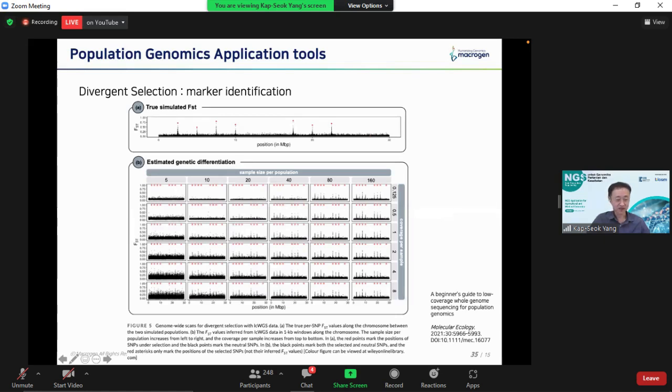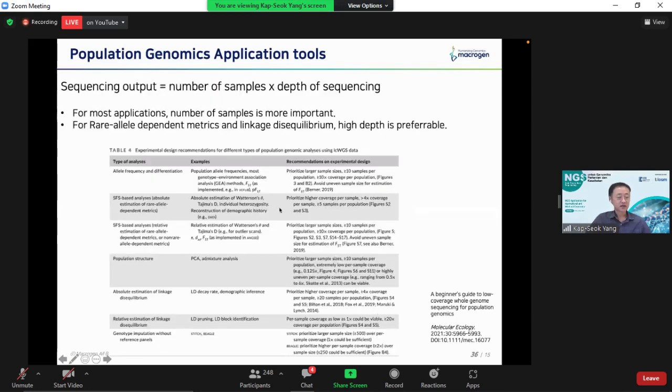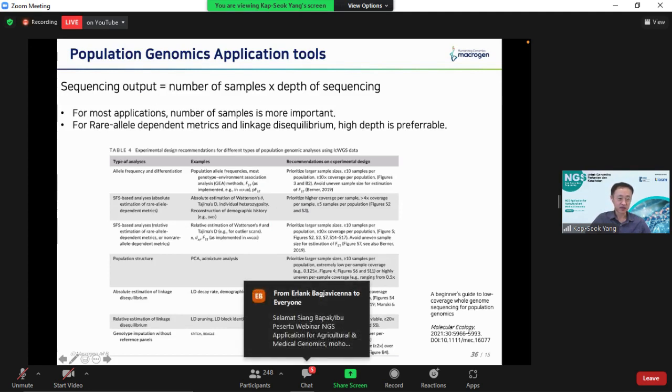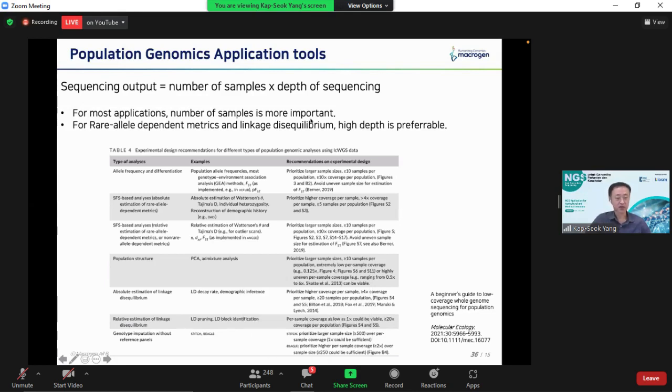So with the higher depths, it improves, but not much. Basically, if you think about it, the sequencing output is the multiplication of the number of samples and the depth of sequence. For most applications, the number of samples is more important. That means you sequence more samples at a lower depth. For allele-dependent metrics and linkage disequilibrium, high depth is preferable to many samples. So that's actually one of the conclusions of this paper.